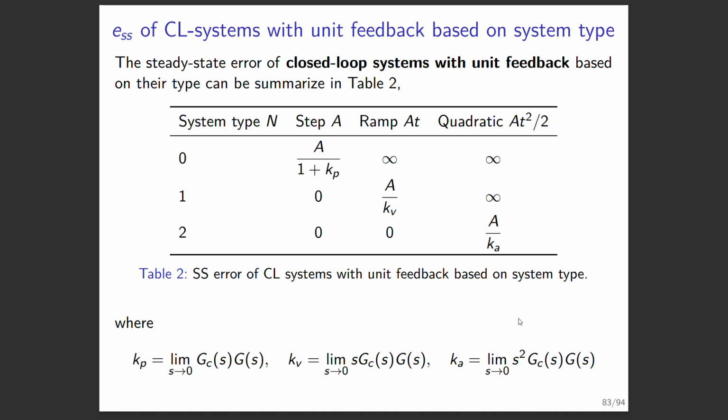So this was the first column, when you have a step with magnitude capital A. If, rather than having a step, you have a ramp or a quadratic, you can do the same thing again for system type 0, 1, and 2. And you're going to see that we are going to have this table. Now, I encourage you to try to do the math. Again, don't memorize this table. If you see a problem like this, you have to actually do the math based on the system that is being given to you, and find out the steady state error.